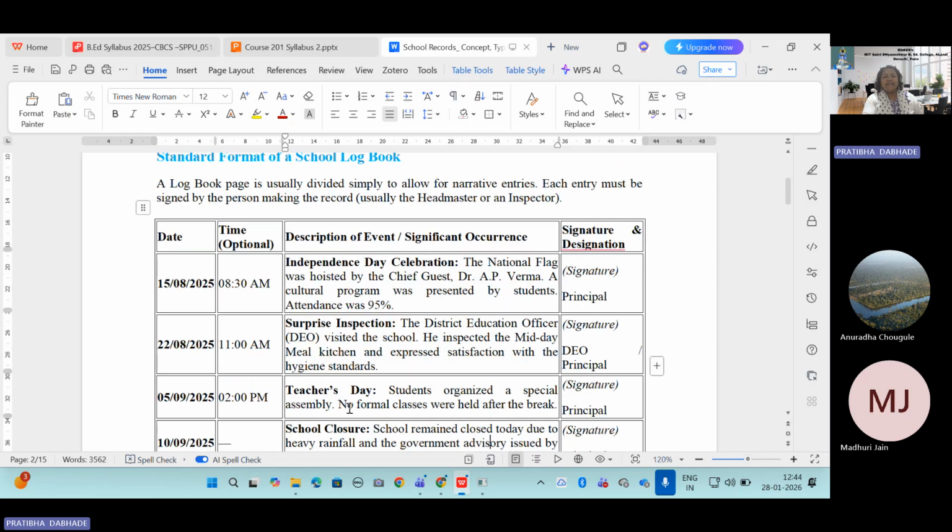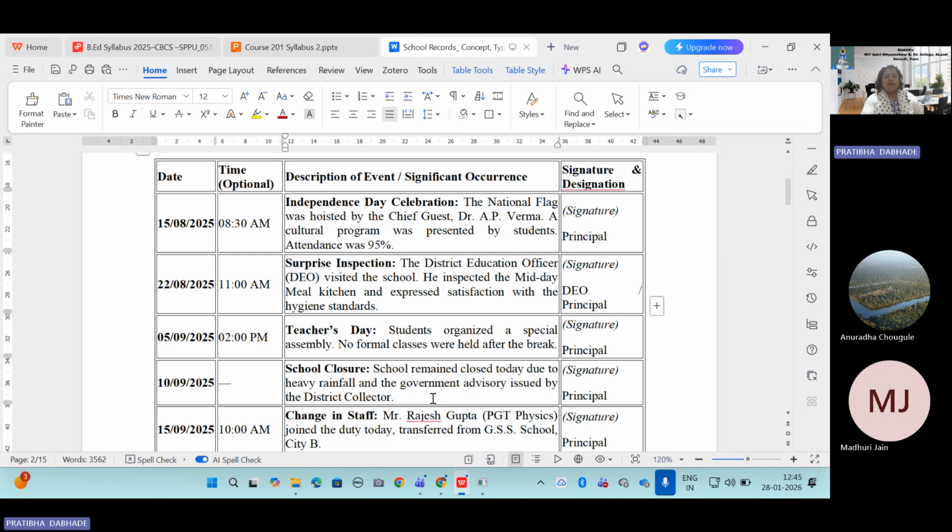Maybe there is a celebration of Teachers' Day. At what time was Teachers' Day celebrated? Who organized this Teachers' Day celebration? Of course, the students. When they organized the celebration, they conducted a special assembly, and after that, formal classes were not held. I'm just giving you an example.